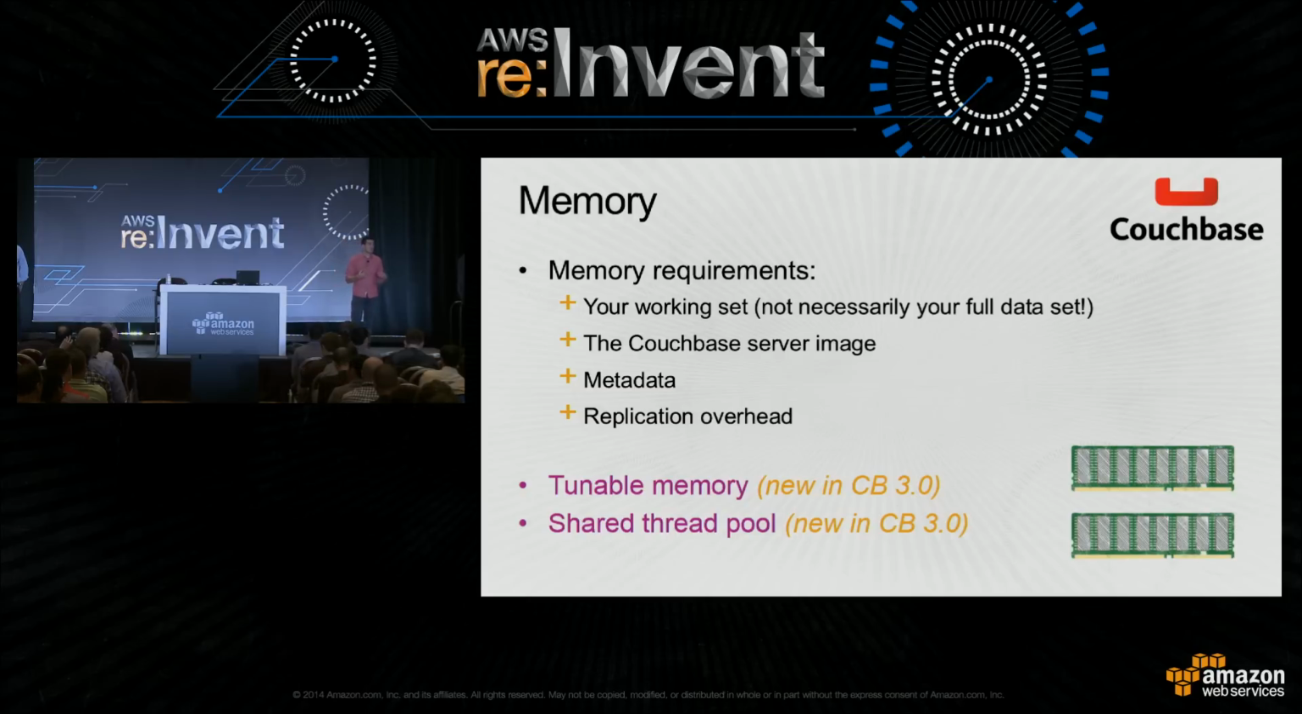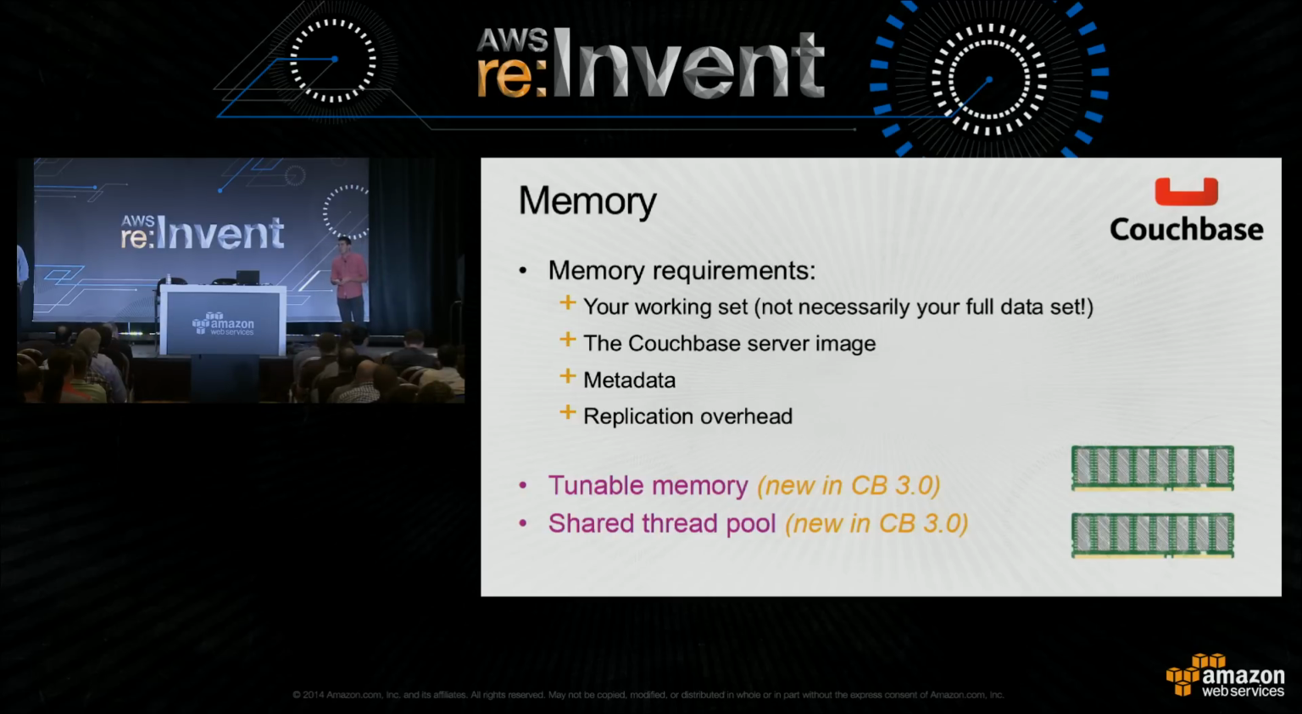Then take the server image, and by that I mean the amount of memory that is consumed by running Couchbase itself. People often forget about that and miscalculate it. There's a lot of memory required to run Couchbase at scale. And then metadata associated, how much replication you're doing, and other activities. This stuff consumes memory. So be a little nuanced about your memory requirements when you're adding it up and when you're trying to decide what instance to pick.